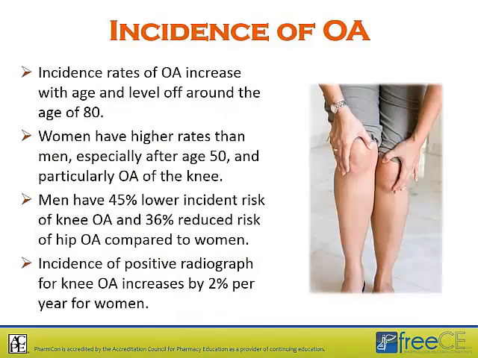As previously noted, incident rates of OA increase with age, but they level off around the age of 80. Perhaps surprisingly, women have higher rates of OA than men, especially those beyond the age of 50, and particularly OA of the knee. More specifically, men have a 45% lower risk of knee OA and a 36% reduced risk of hip OA compared to women. And why is this?